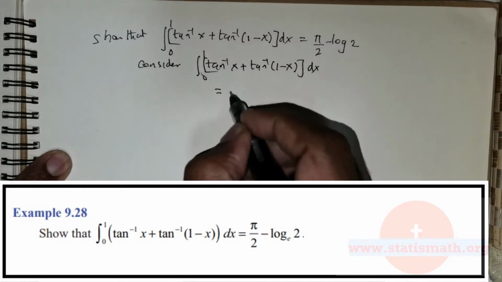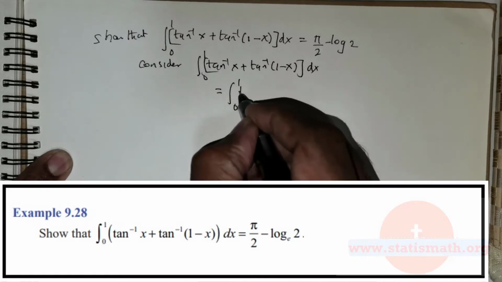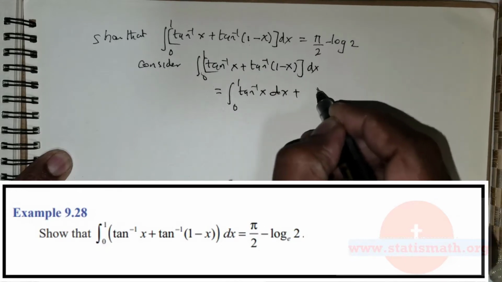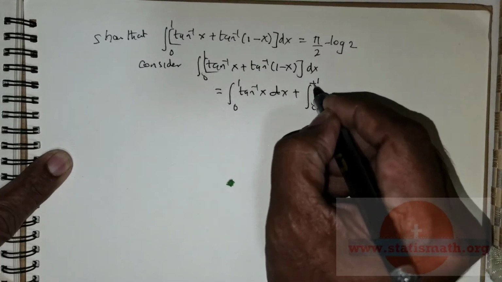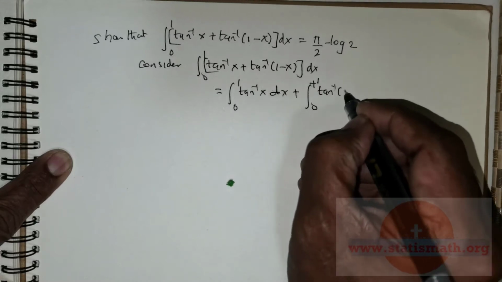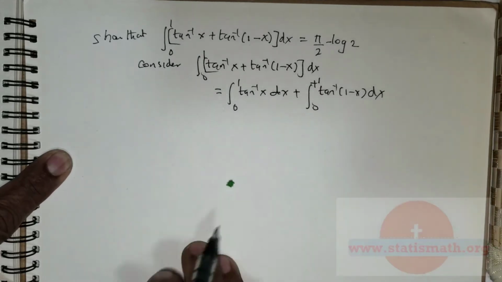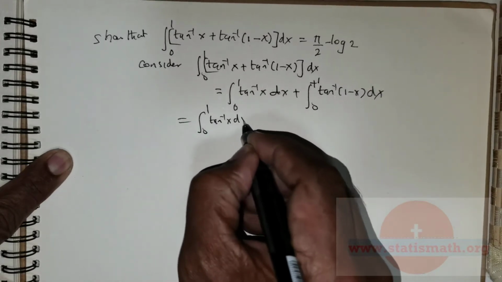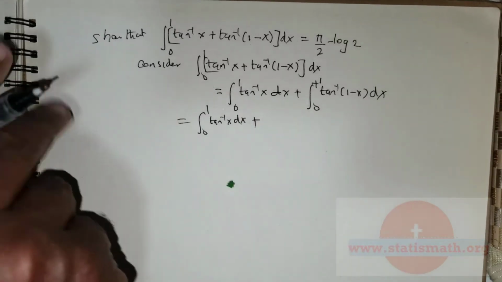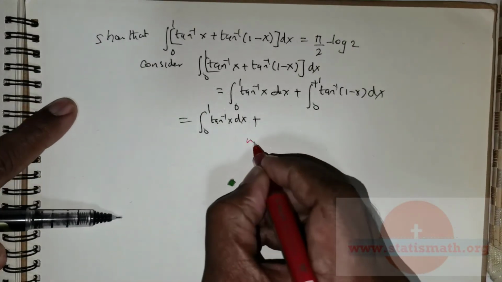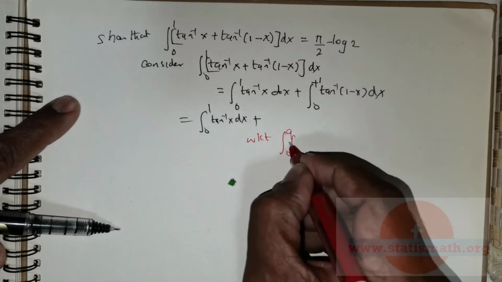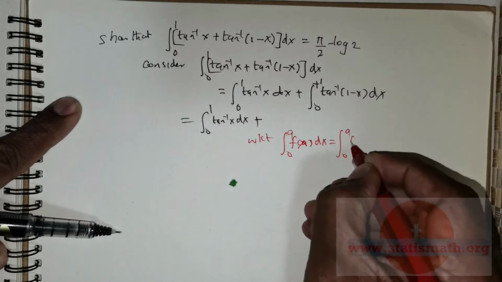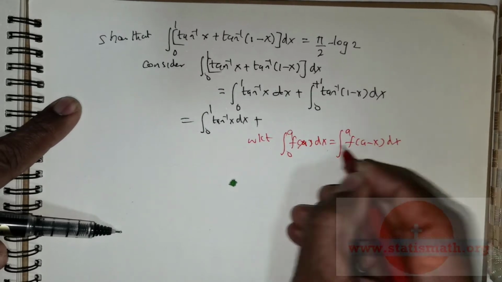This can be rewritten as the integral from 0 to 1 of tan inverse of x dx plus the integral from 0 to 1 of tan inverse of (1 minus x) dx. Now just rewrite the first one. When it comes to the second, we are going to use this formula. We know that the integral from 0 to a of f(x) dx is equal to the integral from 0 to a of f(a minus x) dx.